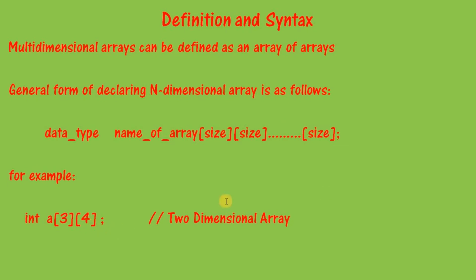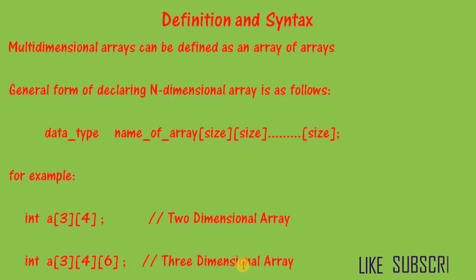If I want to declare a three-dimensional array, then it should look like this: data type, name of array, and sizes. And for a four-dimensional array, you have to specify one more size here. We will discuss this in our upcoming lectures: what is a two-dimensional array and what is a three-dimensional array. Okay, now I will discuss the syntax.